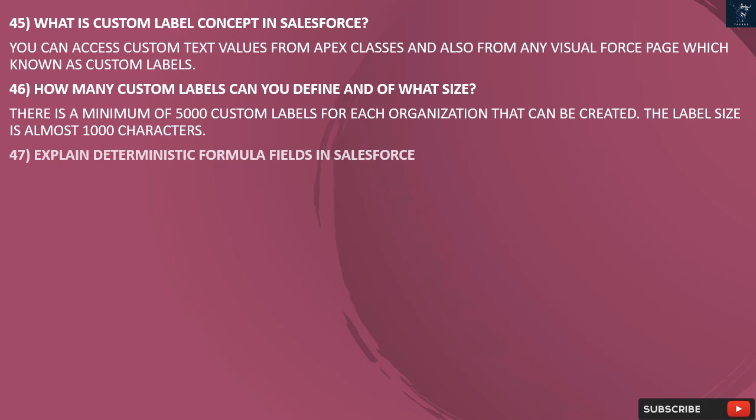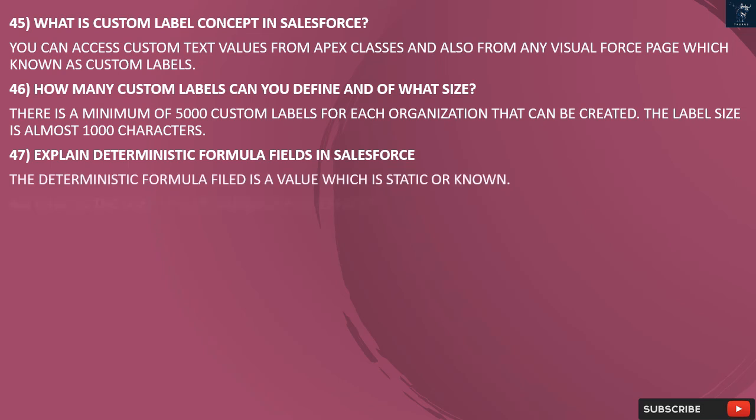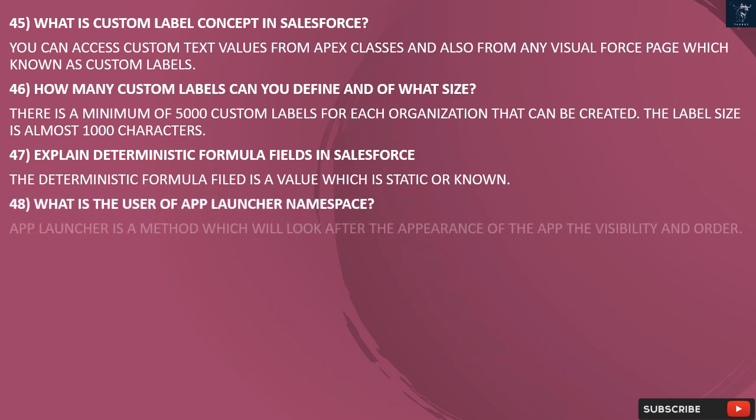45. What is custom label concept in Salesforce? You can access custom text values from Apex classes and also from any Visualforce page, which are known as custom labels. 46. How many custom labels can you define and of what size? There is a minimum of 5,000 custom labels for each organization that can be created. The label size is almost 1,000 characters.